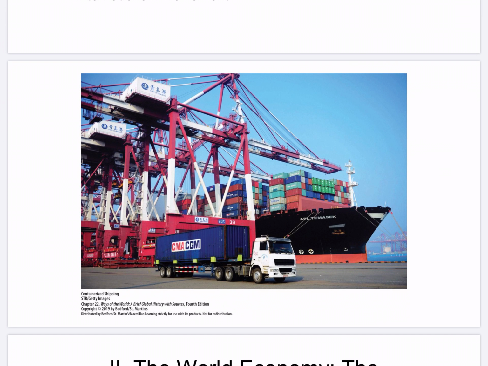All right, containerized shipping. So the growth of global trade has been facilitated by containerized shipping, a highly mechanized process of moving goods that requires far fewer workers and has substantially reduced transportation costs. This photograph illustrates that process as it occurred in the Chinese port of Qingdao in mid-2017. So what are the social and economic effects of the type of trade pictured in this image?